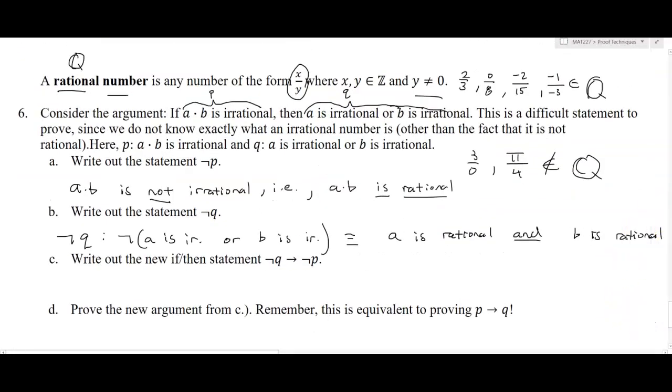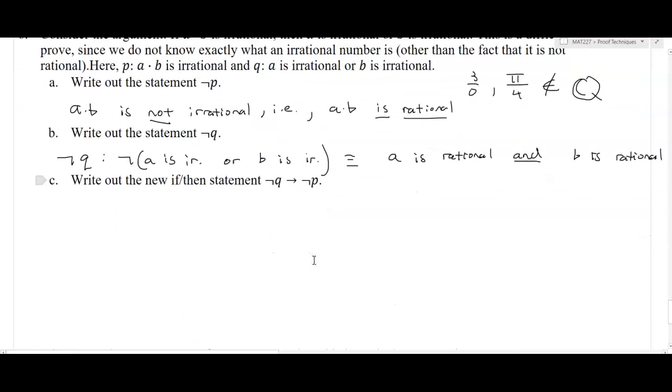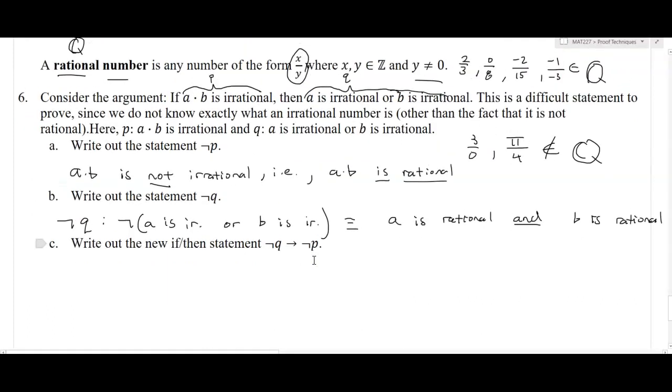And if we want to prove if A times B is irrational, then A is irrational or B is irrational, we could instead prove the equivalent statement. Again, equivalent means we'd be proving the same thing: if not Q, then not P. So let's go ahead and write this. Once you rewrite these statements, it's the exact same logical process as what we were doing earlier. Sometimes we need to massage the statement a little bit to make it more easily provable, or at least quantifiable. So now as a statement, we're saying if not Q, then not P.